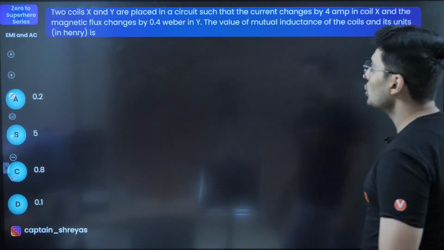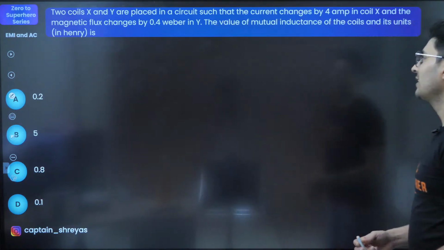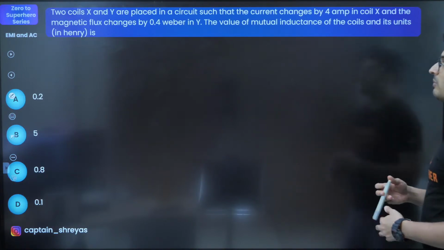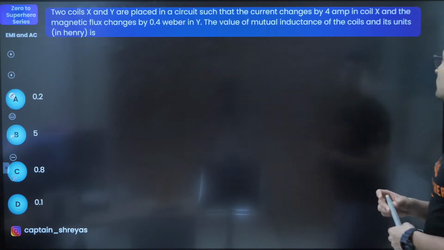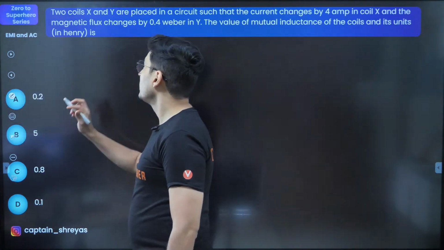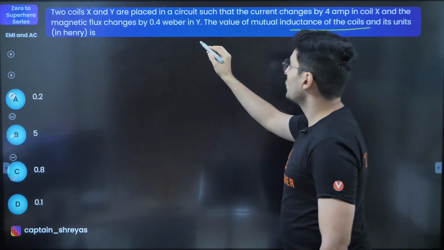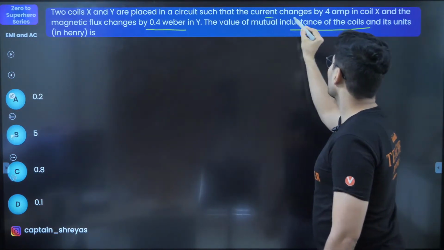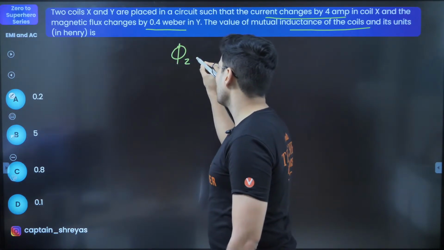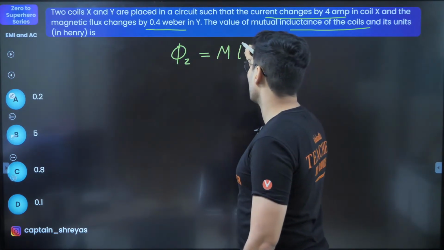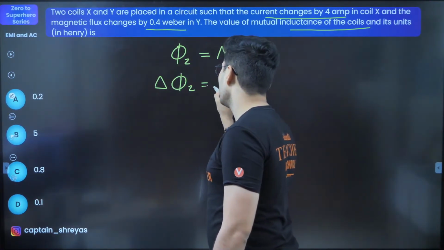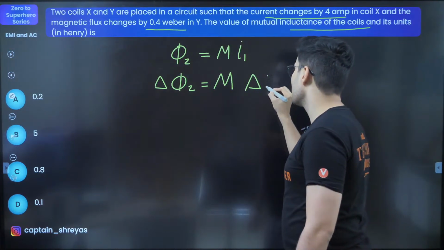Next question. Two coils X and Y are placed in the circuit such that the current changes by 4 amperes in coil X and magnetic flux changes by 0.4 Weber in Y. The value of the mutual inductance of the coils is... okay, this one is easy actually. You can do that fatafat. Mutual inductance. So flux change is given, current change is also given. Flux in a second coil is mutual inductance into current in the first coil. Hence, del phi in the second coil is mutual inductance into change in the current in the first coil.